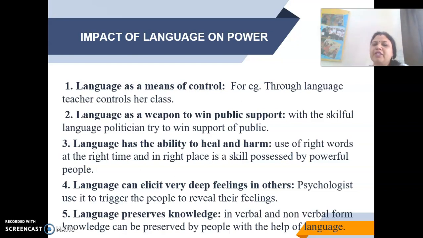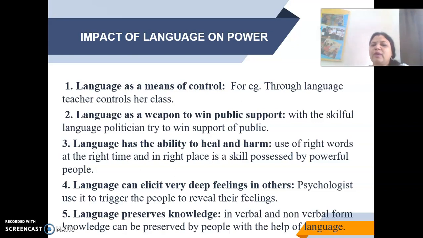Language has the ability to heal and harm. Very true. Use of the right words at the right time and in the right place is a skill possessed by powerful people. If we use bad language, it definitely leaves scars or wounds on the hearts of people. In the same way, if we use language in a positive way, it helps to heal the wounds of people who are psychologically feeling very bad or have some sort of issues.